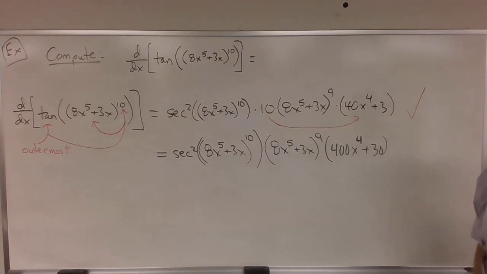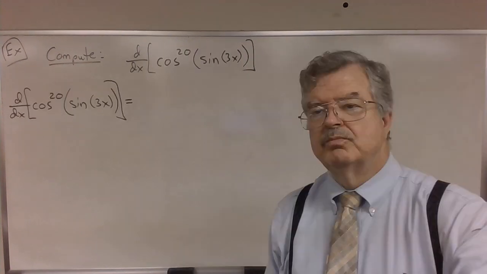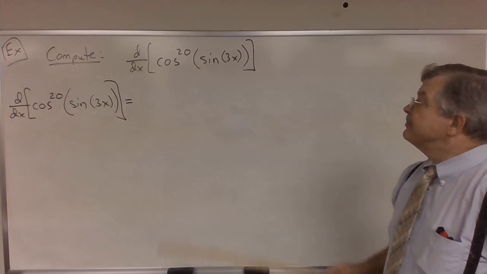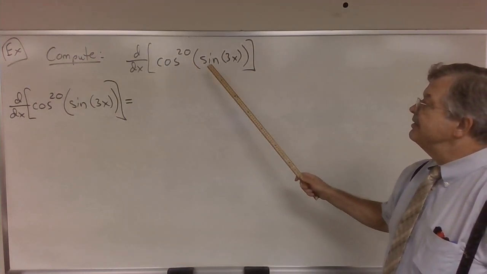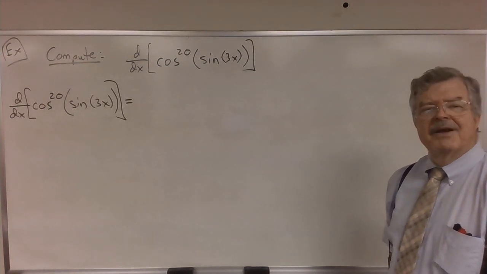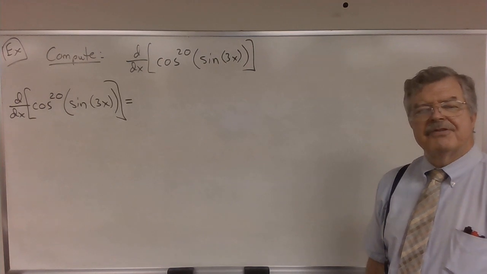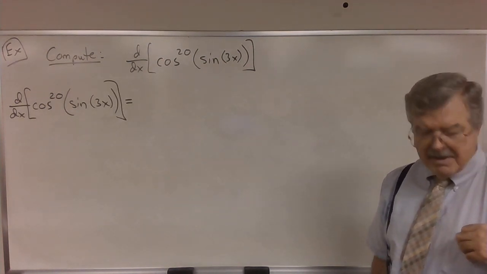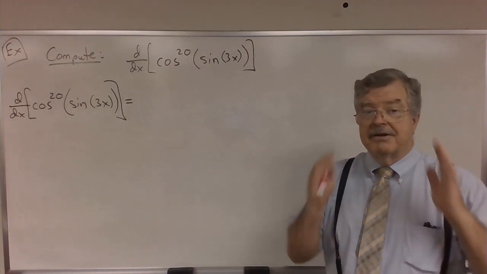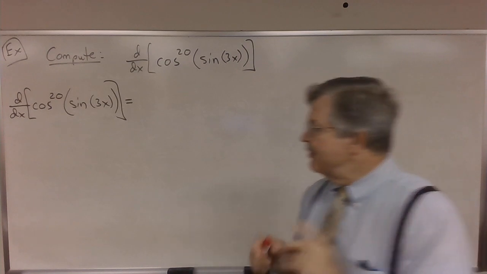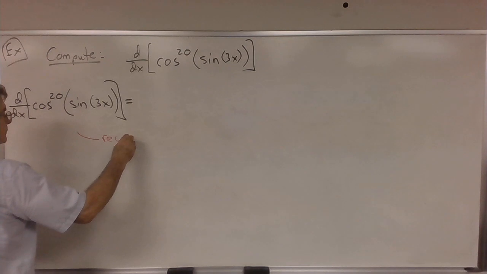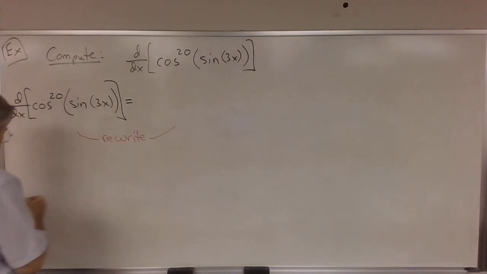More examples, more examples. Okay. Cosine to the 20th sine of 3x. What do you think I ought to do here? First thing, what do you think I ought to do? I'll tell you what I'm going to do, just to make sure that I get it done correctly. I'm going to rewrite this in another form. There we go.